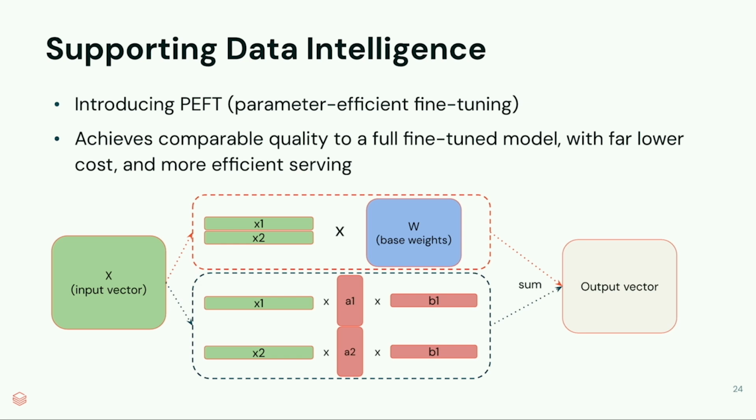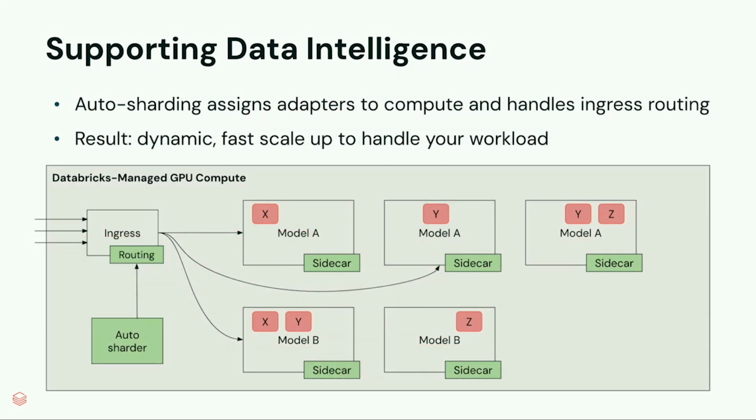In this example, you can imagine that maybe you have to retrain this whole blue box, which is the base weights. But instead, we can just take these red adapters, which are a lot smaller in space, and achieve comparable quality on your data. Going back to the compute side of things, we can take advantage of this auto-sharding technology, which allows us to assign these adapters to our compute replicas dynamically and handles all the ingress routing for you. What you get as a result is really fast dynamic scale-up that can handle your workload size and is also data intelligent, allowing you to serve your Agentbricks model.